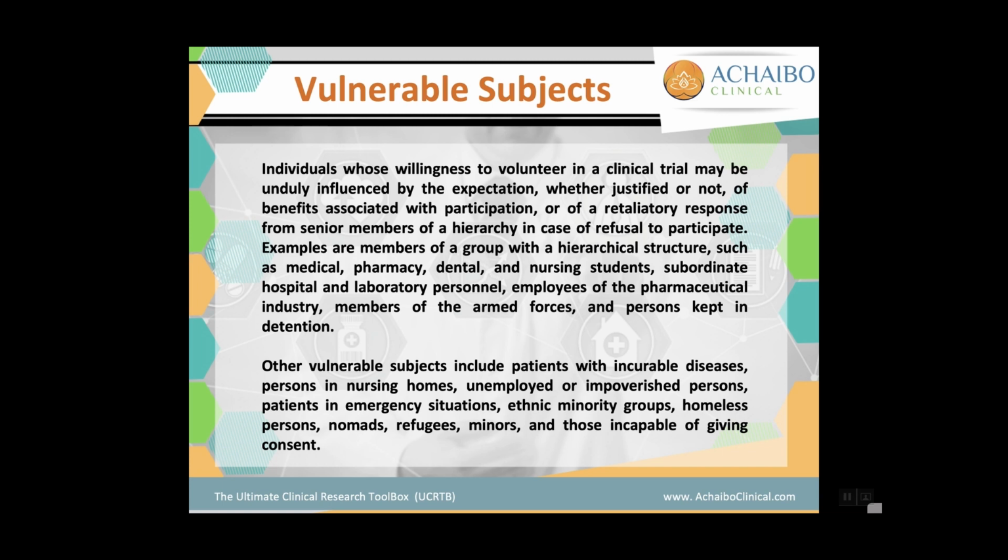So you also have persons who are kept in detention, right? Prisoners. They're very vulnerable, right? You could unduly influence them because of the situation that they're in. So vulnerability refers to being in a position where you can be easily influenced. That's what you want to think about. And then, of course, the second group is evident. People who have incurable diseases, in nursing homes. These are people in society who can be easily influenced, right?